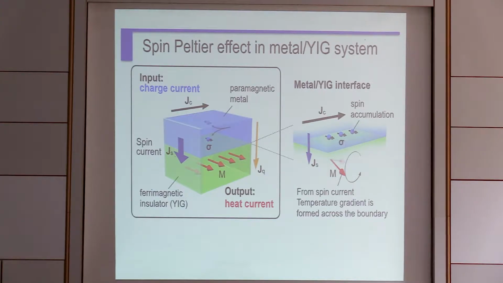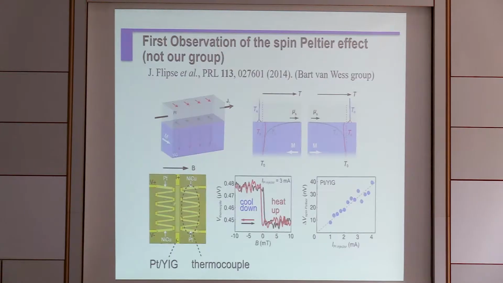Then, as a reverse process of the spin Seebeck effect, heat current should be created. So a part of the sample is heated or cooled, depending on the direction of the spin current direction. So one can cool or heat the surface of this system by changing the polarity of the spin current. The first measurement of the spin Peltier effect was done by Bart van Wees's group in the Netherlands, not our group. This data is Bart van Wees's group data.